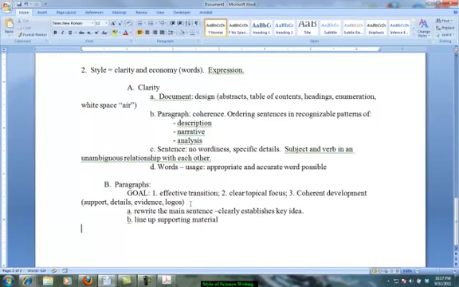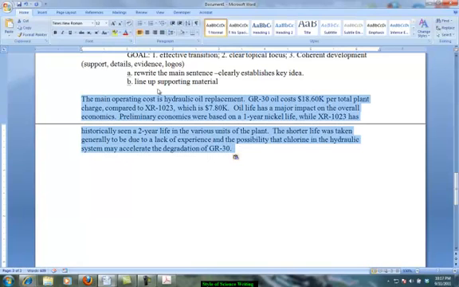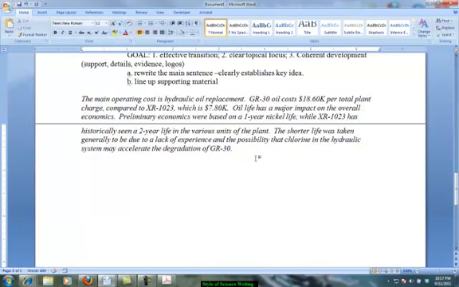For example, let's take a look at this paragraph. I'm just going to copy and paste this one over. Alright, let's italicize this. That's a little bit different looking. There we go. The main operating cost is hydraulic oil replacement. GR30 oil costs $18.60K per total plant charge compared to XR1023, which is $780K. Oil life has a major impact on the overall economics. Preliminary economics were based on a 1-year nickel life, while XR1023 has historically seen a 2-year life in the various units of the plant. The shorter life was taken generally to be due to lack of experience and the possibility that chlorine in the hydraulic system may accelerate the degradation of GR30.